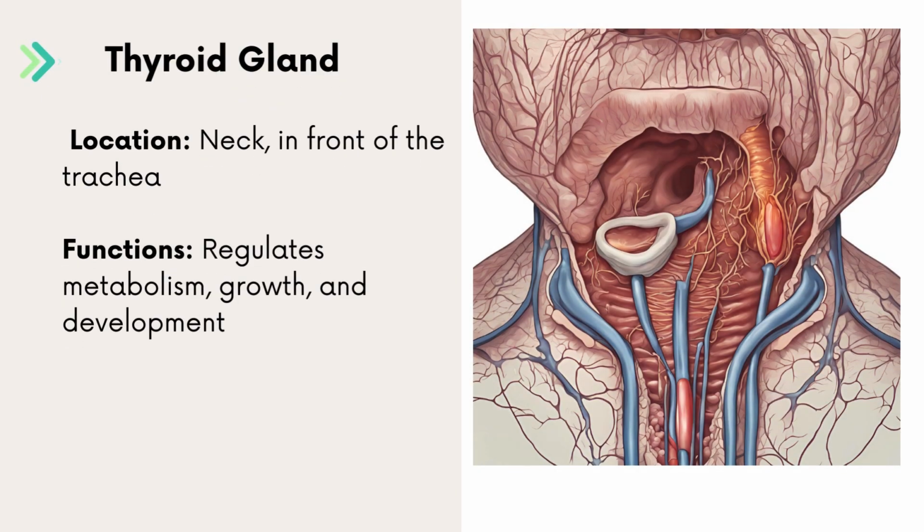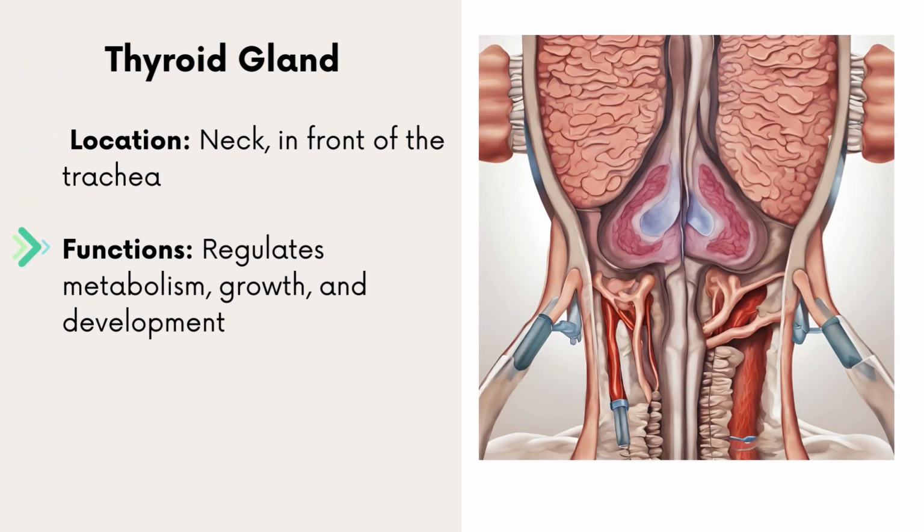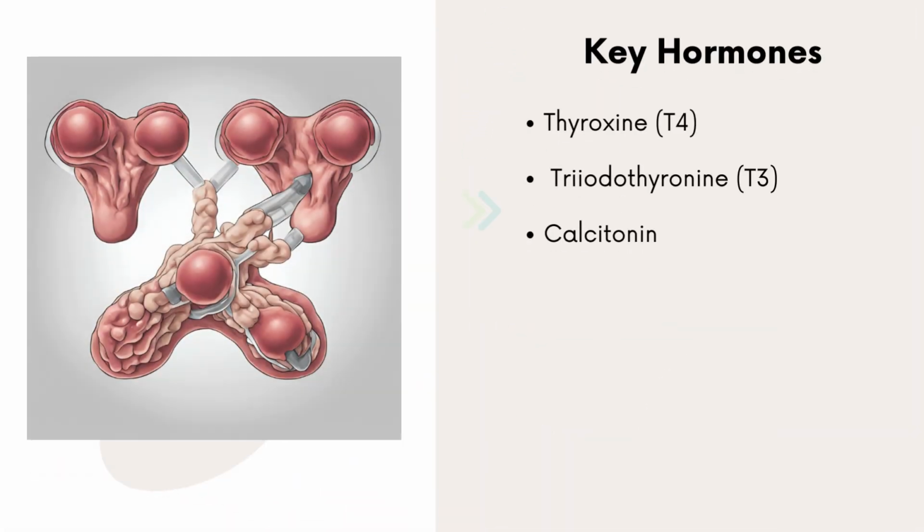3. Thyroid gland. Location: neck in front of the trachea. Functions: regulates metabolism, growth, and development. Key hormones: thyroxine, triiodothyronine, calcitonin.